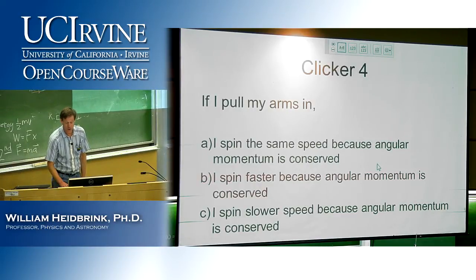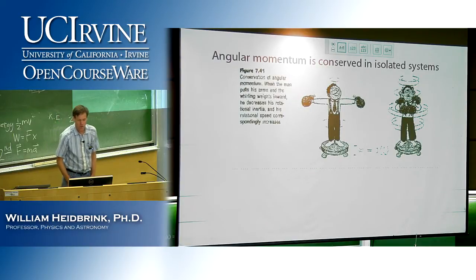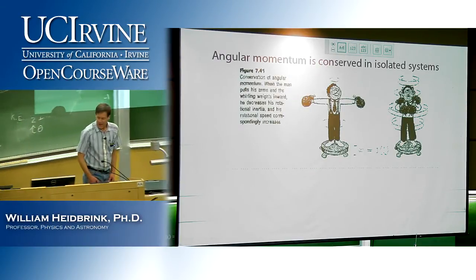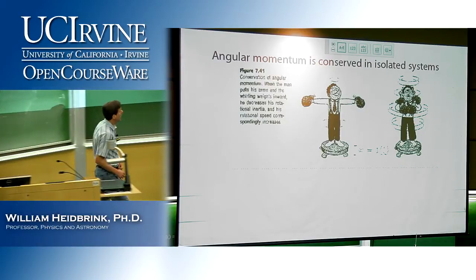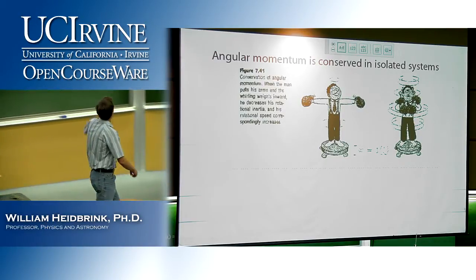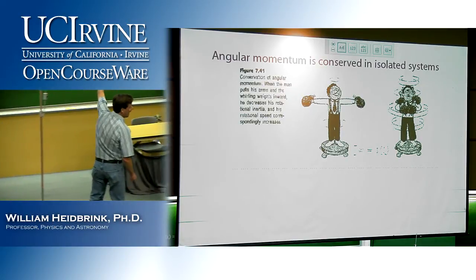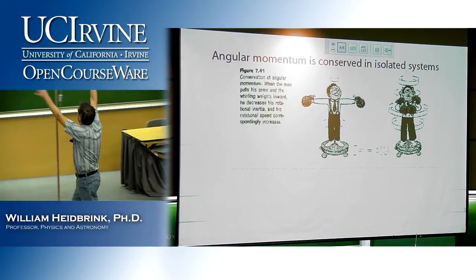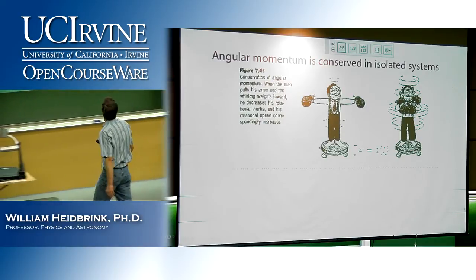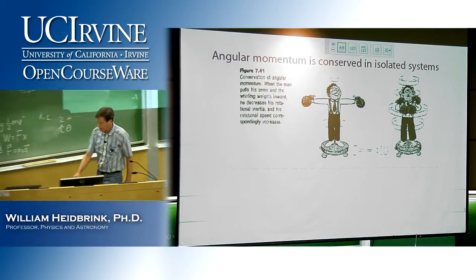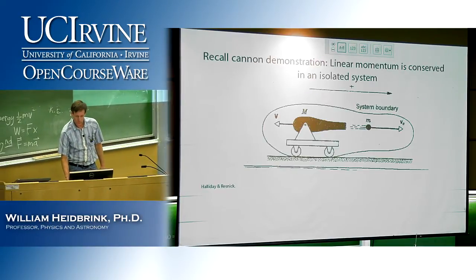Okay, so I spin faster because angular momentum is conserved, but this really shows it more. The idea is that I times omega is the same. So in this case, the one on the left, I is big, but omega is small. And the one on the right, I is small, but omega is big. In both cases, the L is the same. So that's what we just saw in that demonstration.